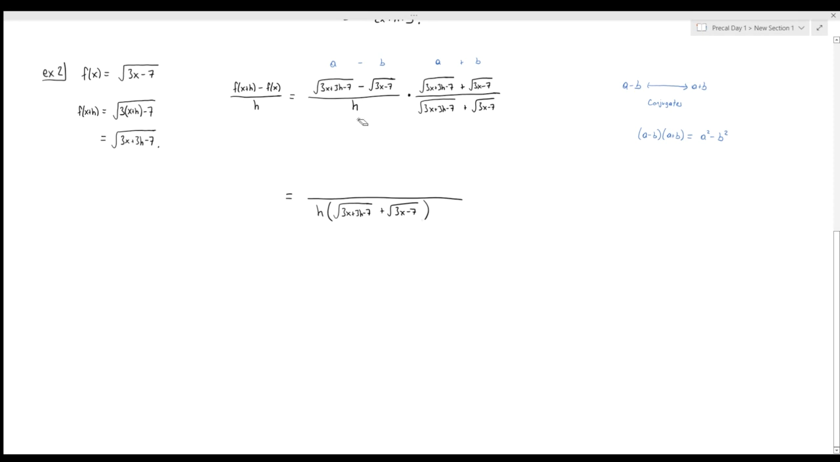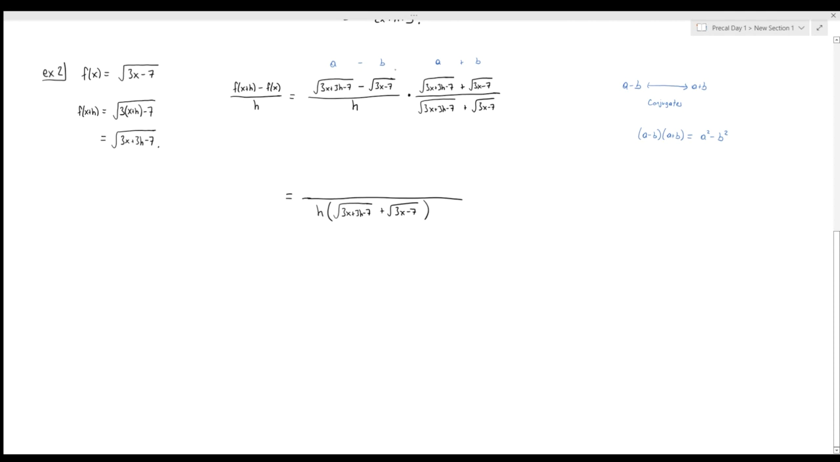Some of you might have thought to distribute the h to each term when you multiply them, but it's going to be better to leave the h on the outside because remember that we're actually trying to cancel out this h. So for the purpose of trying to cancel it out at some point, it's better to leave it outside.